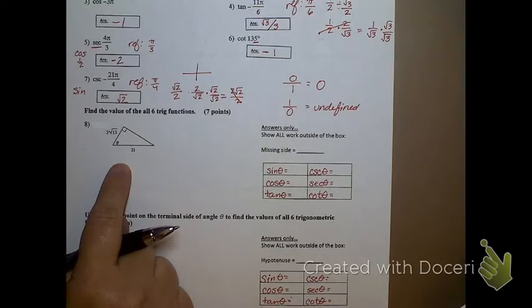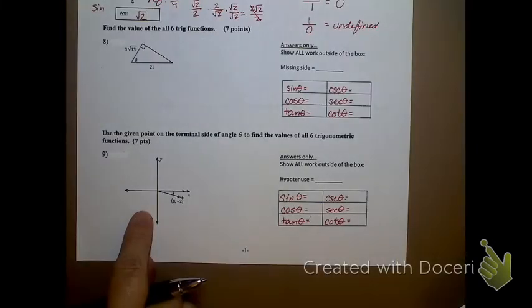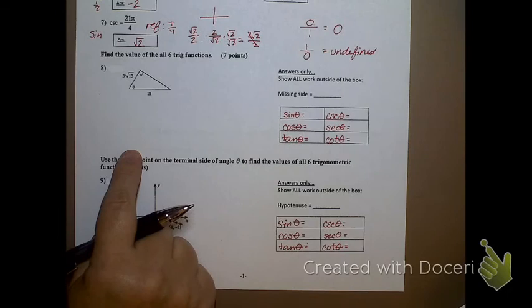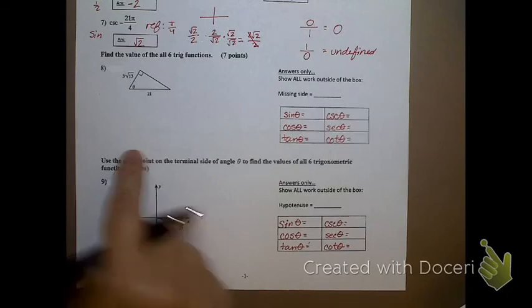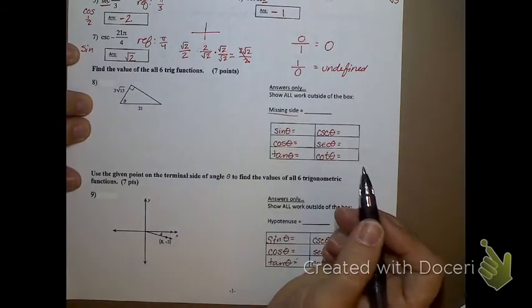Everything is positive. Only when we get one here that actually has a quadrant to worry about do we need to worry about what's negative. Okay? So in my triangle, everything is positive. So all of my values over here are going to be positive. First thing I need to do is find the missing side. How do I find the missing side?